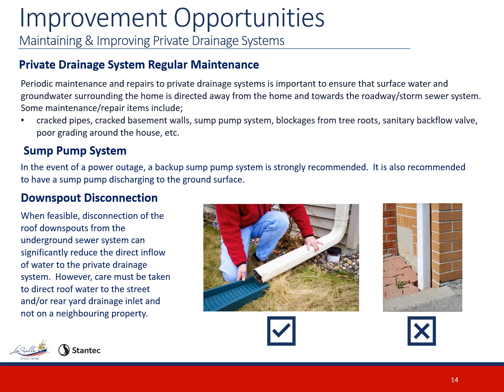Sump pump system. In the event of a power outage, a backup sump pump system is strongly recommended. It is also recommended to have a sump pump discharging to the ground surface. When feasible, disconnection of the roof downspouts from the underground sewer system can significantly reduce the direct inflow of water to the private drainage system. However, care must be taken to direct roof water to the street and/or rear yard drainage inlet and not to a neighboring property.